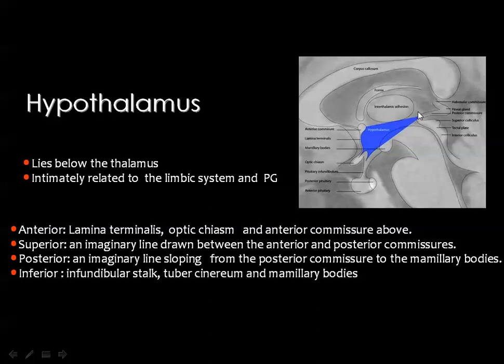Then posteriorly, there is an imaginary line sloping from the posterior commissure to the mammillary bodies here, this area. And the inferior aspect of the hypothalamus is bordered by the infundibular stalk, the tuber cinereum, and the mammillary bodies. Then this area, if you look in the sagittal images by MRI, you can say that this is the region of the hypothalamus, but you cannot say definitely that this is the hypothalamus itself.